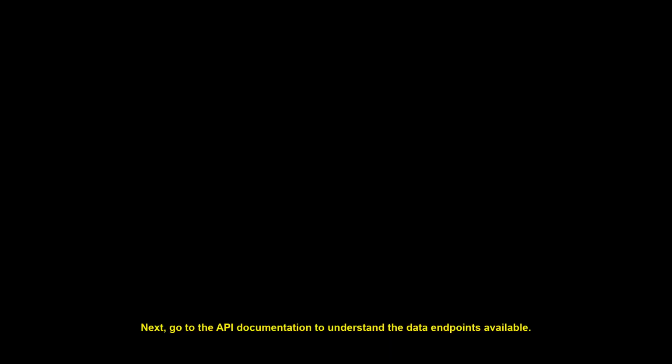Next, go to the API documentation to understand the data endpoints available. Focus on the specific AI tools you want to integrate with Pinterest. Determine how these tools can enhance user interaction or content generation. Set up your development environment with the necessary programming languages and tools.